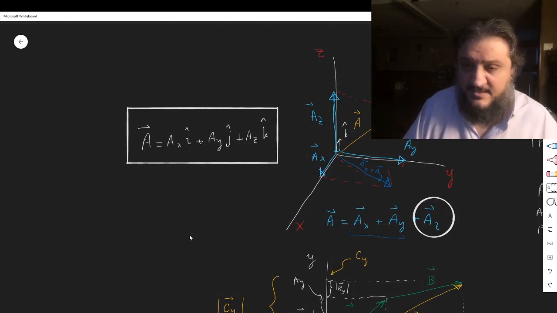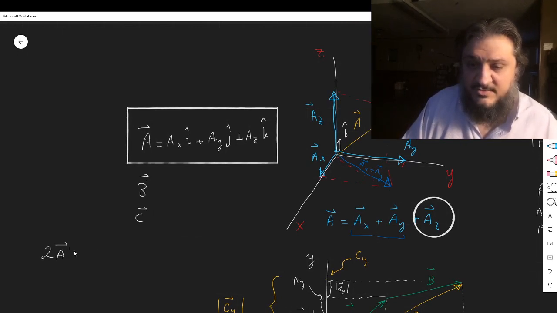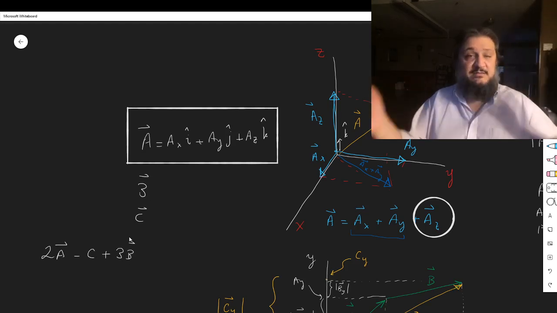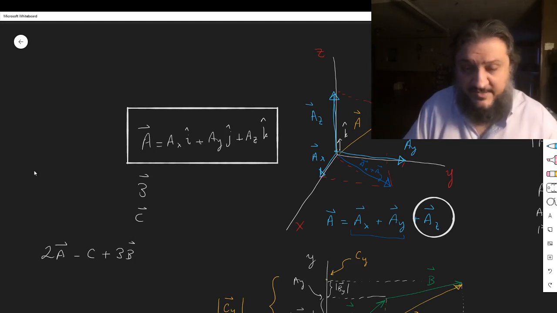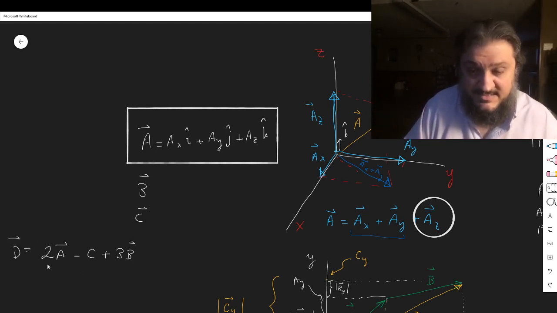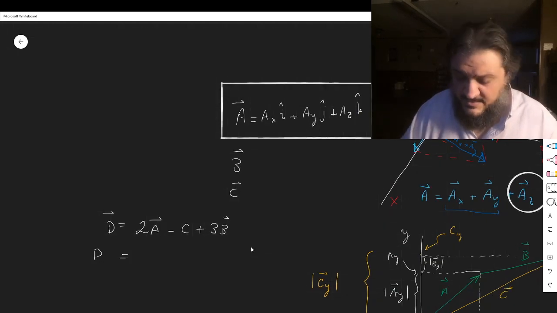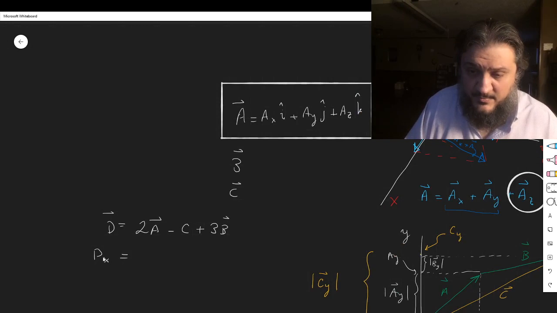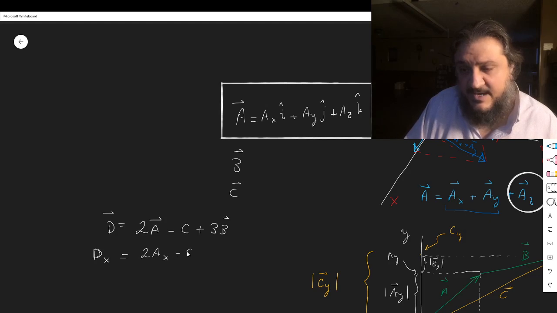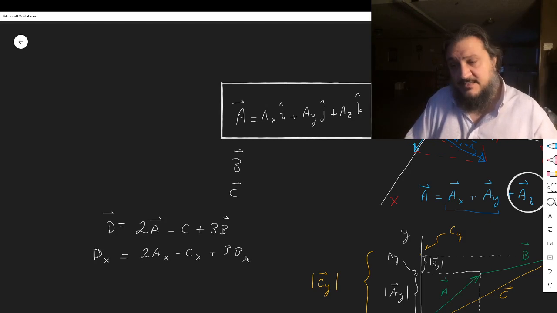Meaning this, if you have three vectors a, b and c, and you want to find 2a minus c plus 3b, for some reason you want to calculate this vector, which is also a vector, you can call it d if you like, doesn't matter, but it's a vector. So in order to find it, if you want to do it component by component, you know what to do, that's easy, right? So dx will be 2ax minus cx plus 3bx, and then you do the same thing for y and z, etc.